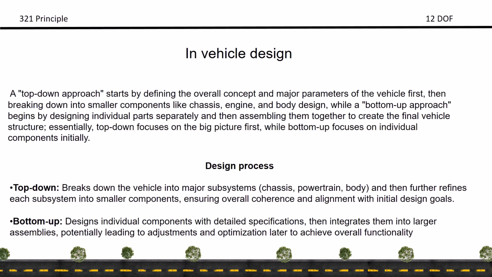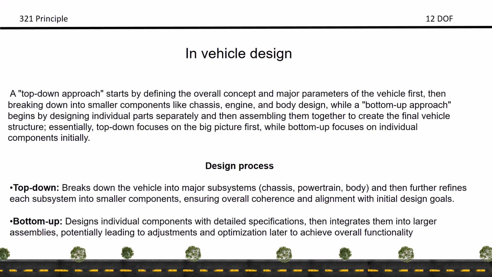So now we can go to the vehicle design. As per the vehicle design, we have two types of approach. One is top down, and another one is bottom up. The top down approach starts by defining the overall concept and major parameters of the vehicle first, then breaks down into smaller components like chassis, engines, and body design. While the bottom up approach begins by designing individual parts separately and then assembling them together to create the final vehicle structure. Essentially, top down focuses on the big picture first, while bottom up focuses on individual components first.